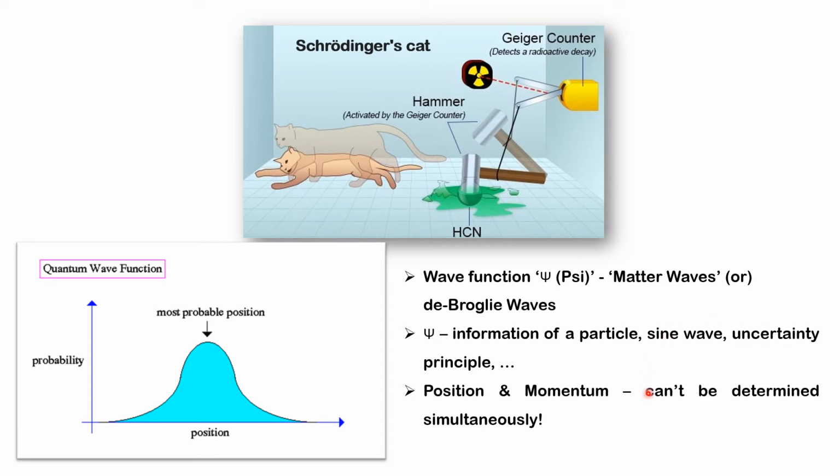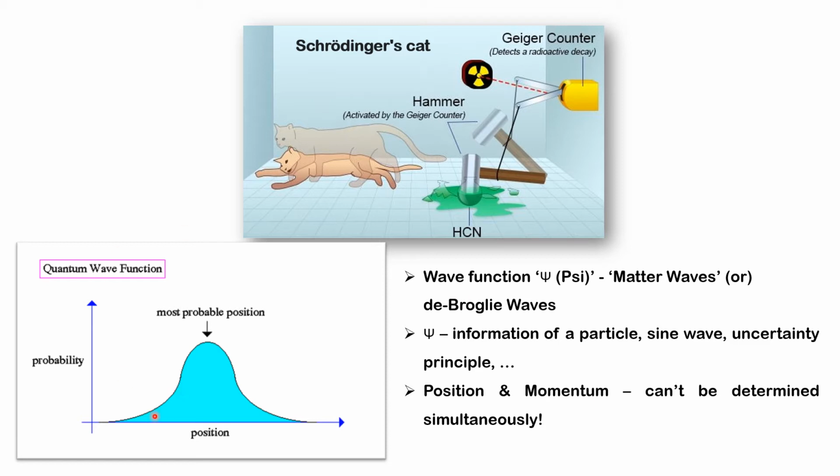Well, what is Heisenberg's uncertainty principle? You cannot determine the position and the momentum of a particle simultaneously. You can either determine the position of the particle, else the momentum of the particle, but not together.